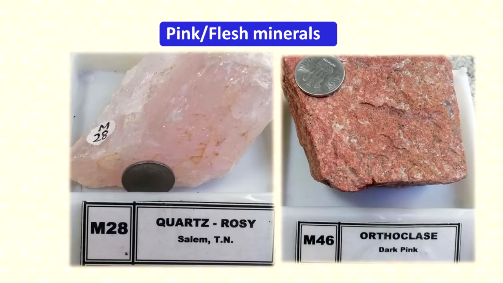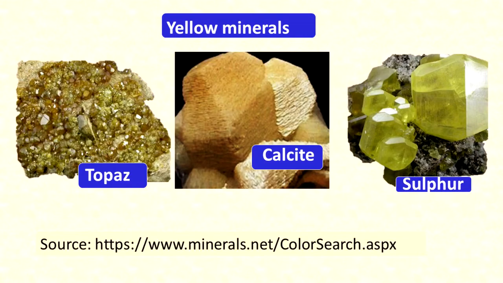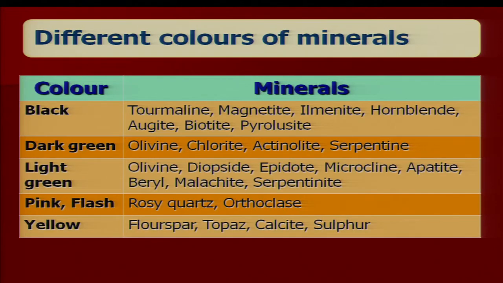Pink or flesh red colored minerals include rosy quartz. Yellow colored minerals include fluorspar, topaz, calcite and sulfur. You may find that all these minerals which I have given display different colors ranging from black, dark green, light green, pink, flesh to yellow. So, this kind of color variation is very common in minerals, and on the basis of their color you can identify these minerals in the laboratory as well as in the field.